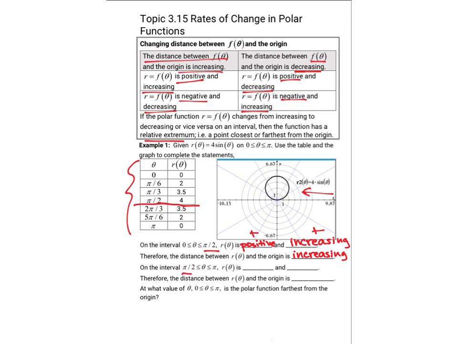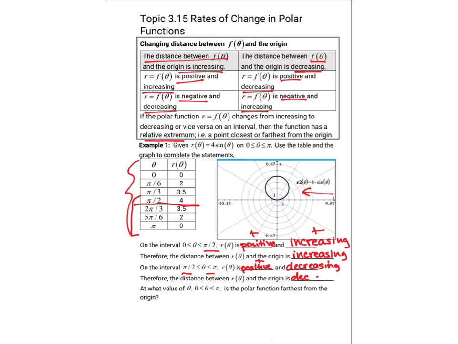Over the interval from pi over 2 to pi, so now we're talking about this interval, r of theta is still positive. How do I know? Because my numbers don't got negative signs. So they're positive. But what are they doing? Decreasing. So the distance between r of theta and the origin is decreasing. It's getting closer to the origin.